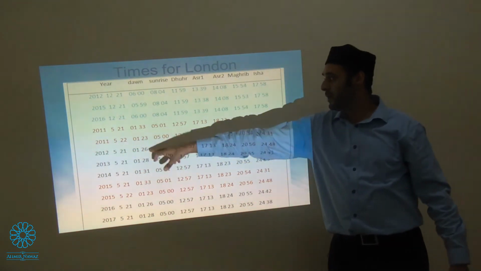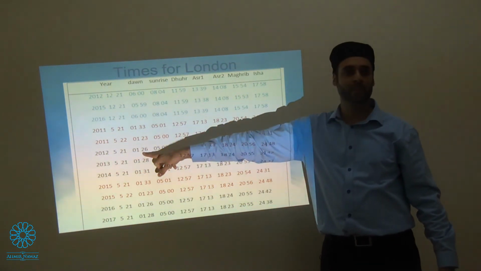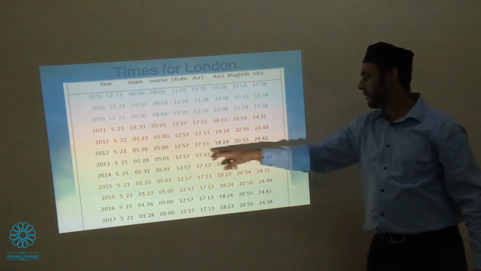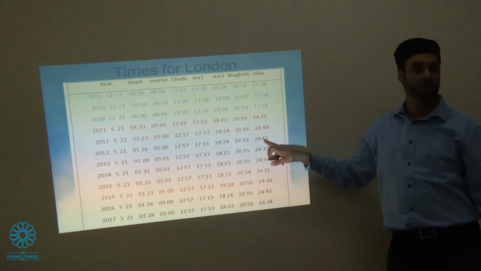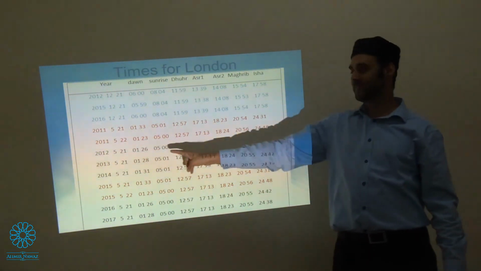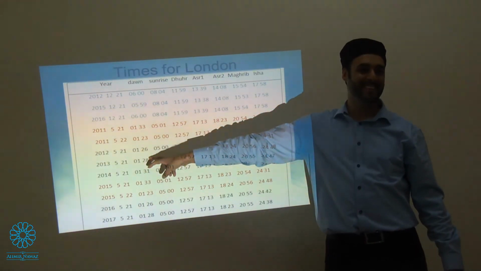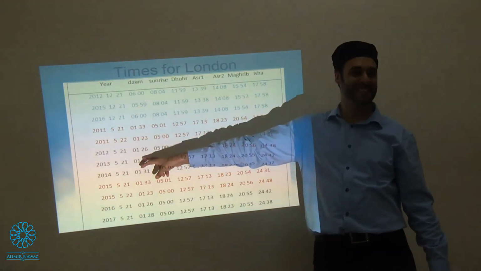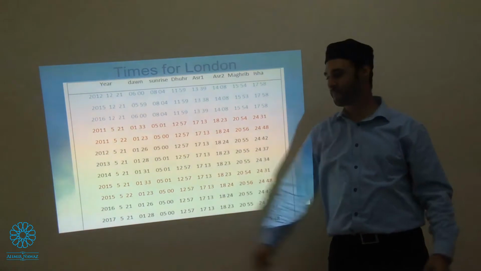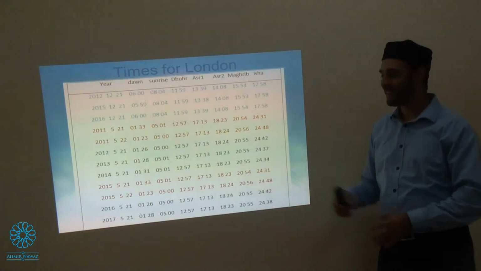Over here, Fajr starts at 1:26 in the morning. Isha is at 12:42. So you've only got less than an hour, right? You've got 58 minutes between Isha and Fajr. Imagine fasting that long.